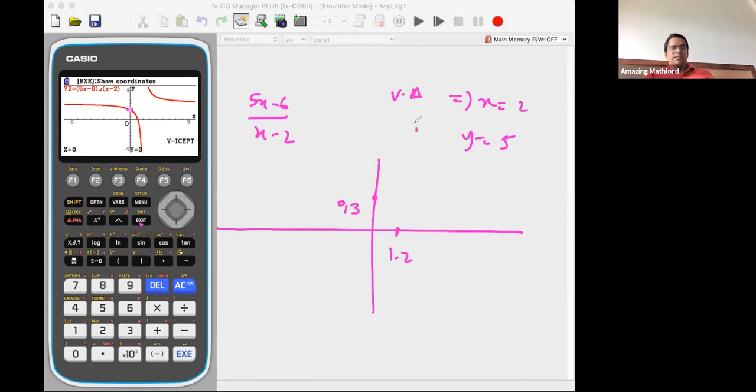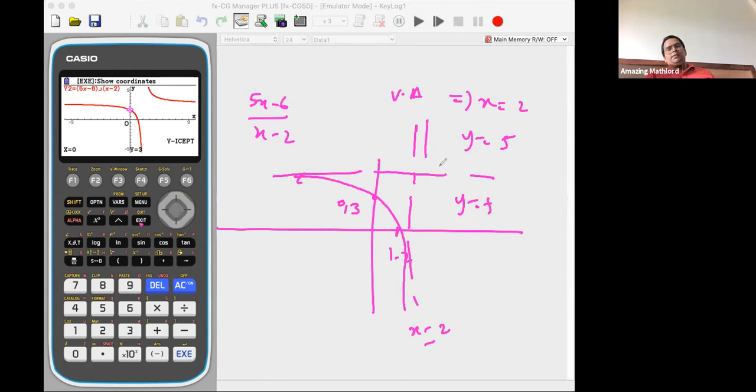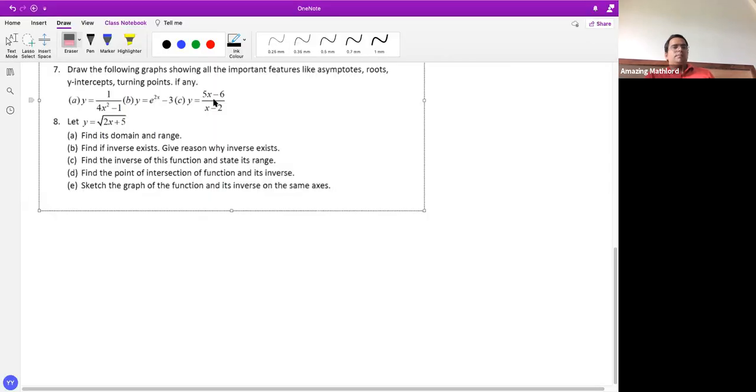So you are going to draw now the vertical asymptote at x = 2 here, and the horizontal asymptote at y = 5. So the graph is something like this here, and it will be something like this here. So that's how you draw this graph, and these are calculator skills.